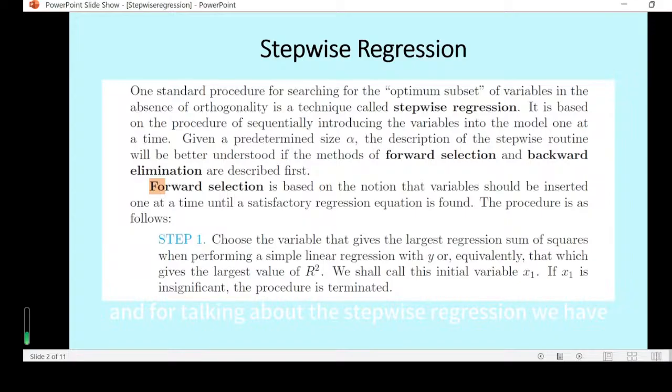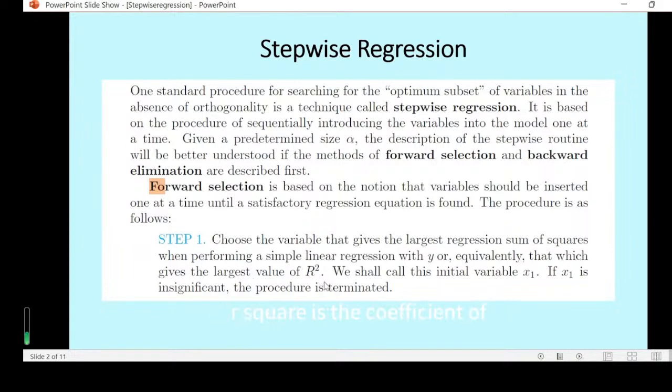And for talking about stepwise regression, we first have to understand forward selection and backward selection, or backward elimination. These are two opposite processes. Forward selection starts with only one variable, or a simple linear regression. So we will find the largest regression sum of squares if we include one of these variables in the model. Say x1 gives the largest value of R square.